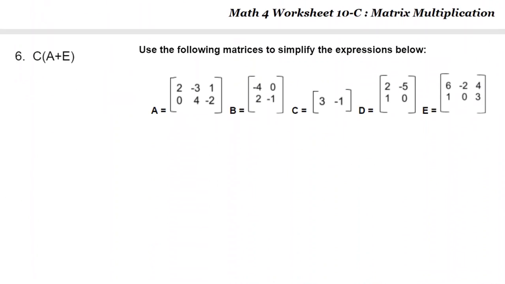Let's try C times A plus E. A plus E. 2 plus 6, 0 plus 1, -3 times -2, or plus -2, 4 plus 0, 1 plus 4, -2 plus 3.